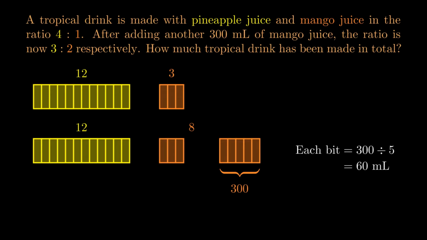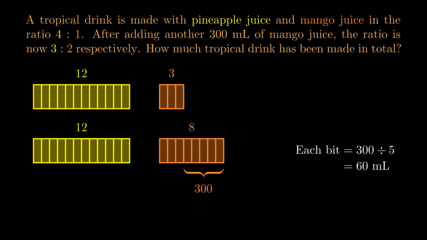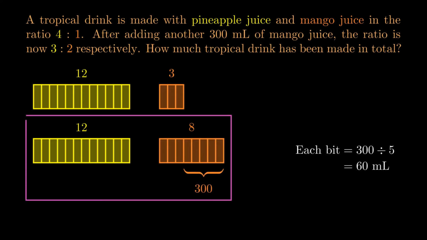Okay, now we're after the total amount of drink, which means we need to know the amount of all of this stuff we've got now. So we've got 12 bits of pineapple juice and 8 bits of mango juice, giving 20 bits in total. So on the right, now that we know each bit is 60 ml, we can just take this 60 and multiply it by 20 to see the size of 20 bits. And we get 1200 ml. It might be more normal to write this in liters, so we can divide by 1000 to get 1.2 liters as our final answer.